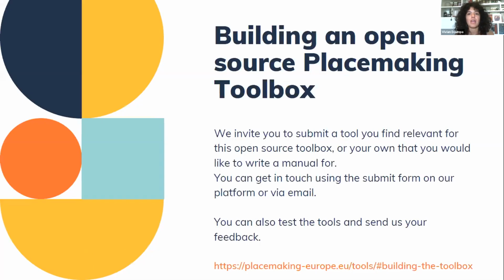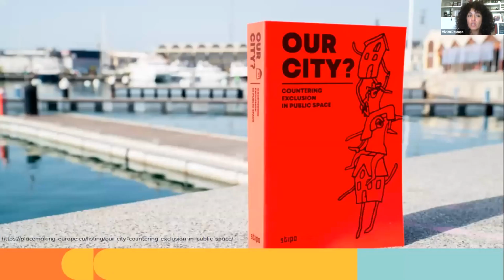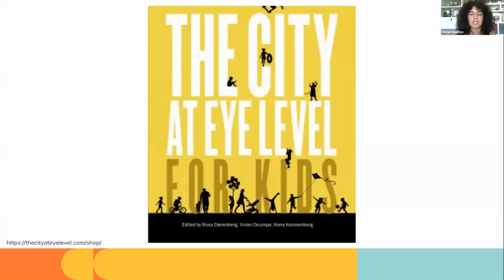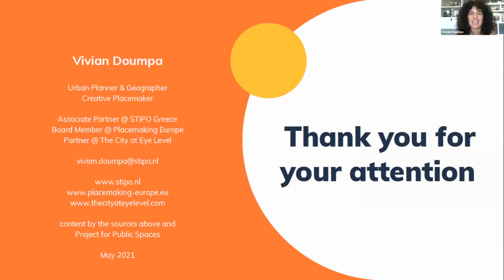We have a form on our website that you can submit your tool and manual, or just drop us a line with the email. And also on our platform, you can find open source and download 2 books. The first one is Our City, talking about inclusion and exclusion in public space and how we shape our cities. And you can also find our book, The City at Eye Level for Kids, to download, again, open source.